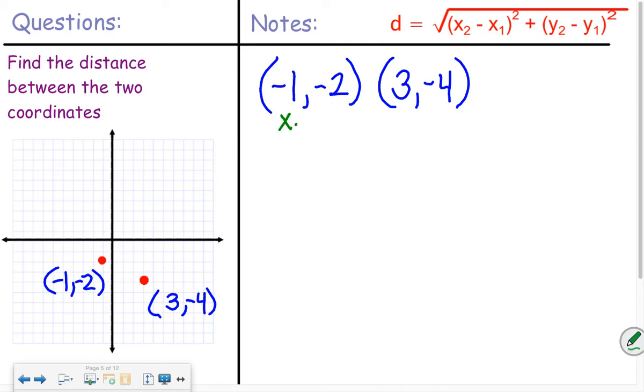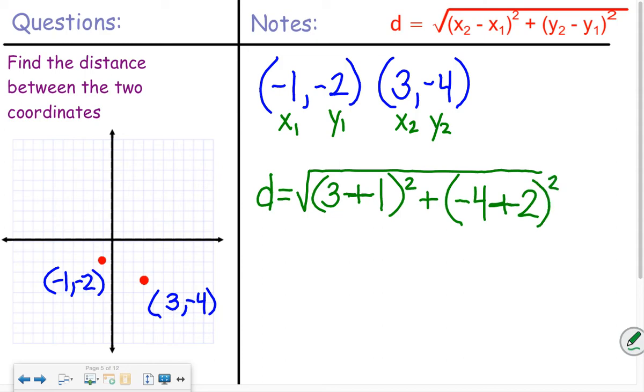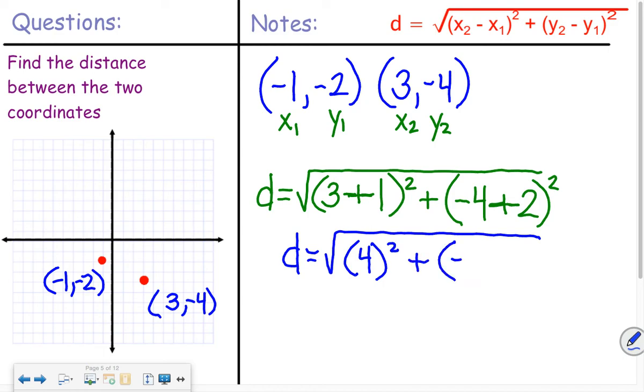So label my ordered pairs, x1, y1, x2, y2. D equals the square root of x2, so 3 minus x1, so minus a -1, chunky plus y2, so -4, minus y1, so minus a -2, so another chunky plus. Simplify my parentheses. 3 plus 1 is 4. -4 plus 2 is -2.